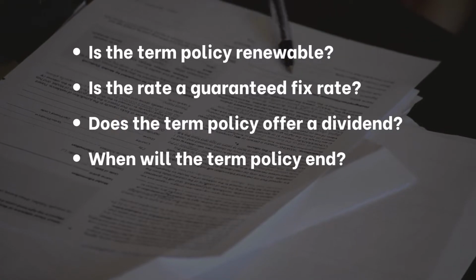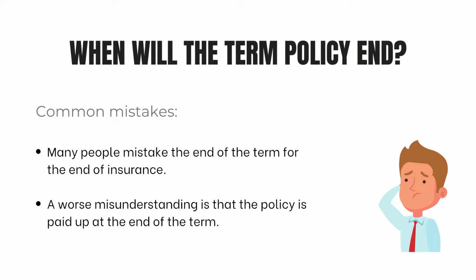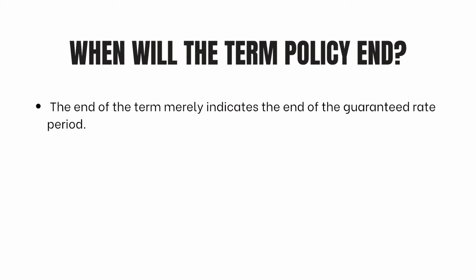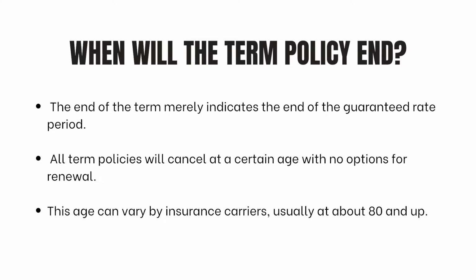When will the term policy end? Many people mistake end of term as end of insurance, or a worse misunderstanding is that the policy is paid up at the end of the term. Remember, the end of the term merely indicates the end of the guaranteed rate period. That said, all term policies will cancel at a certain age with no options for renewal. This age can vary by insurance carriers, usually at about 80 and up. With the statistic of an average male living to the age of 83 and female living to the age of 93, this limitation is a real concern. If there is a potential need for coverage beyond the limit, a different type of policy should be considered.